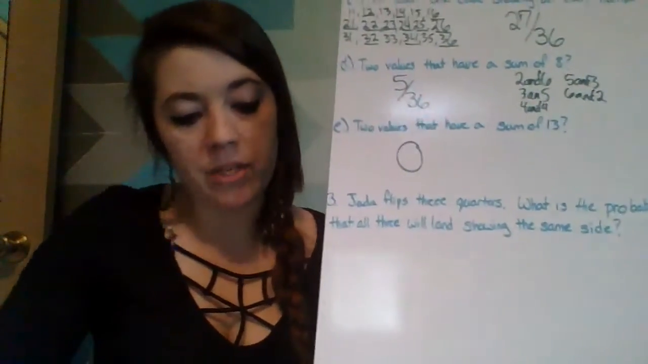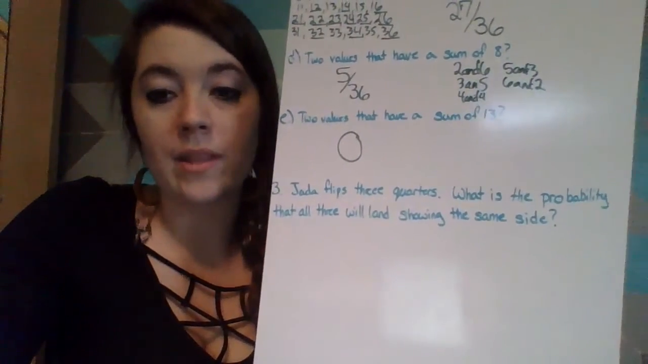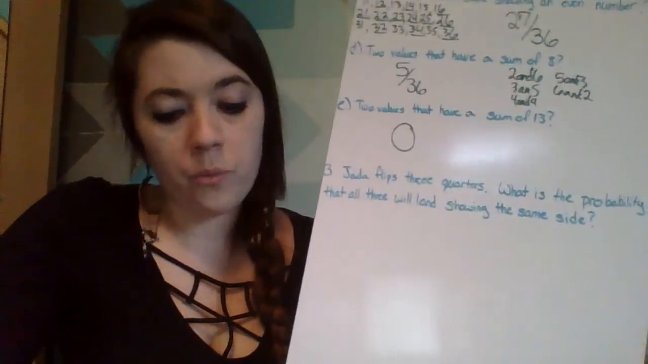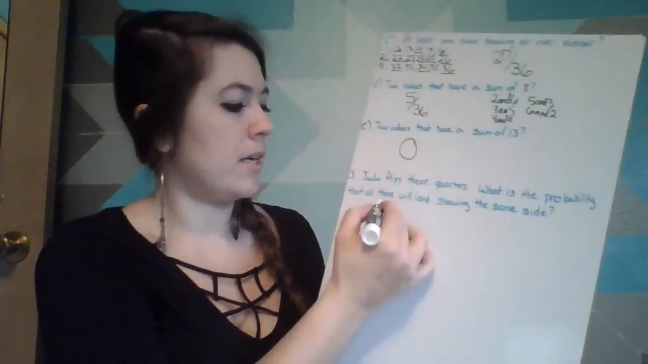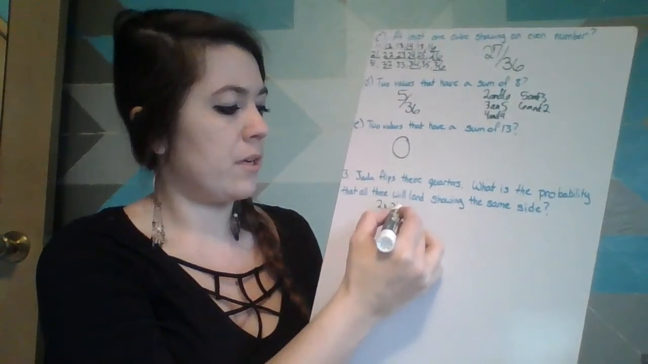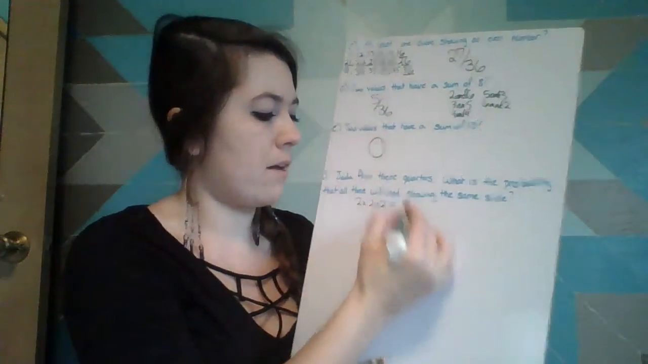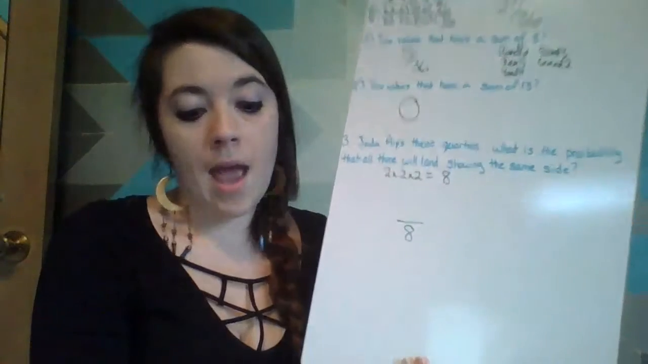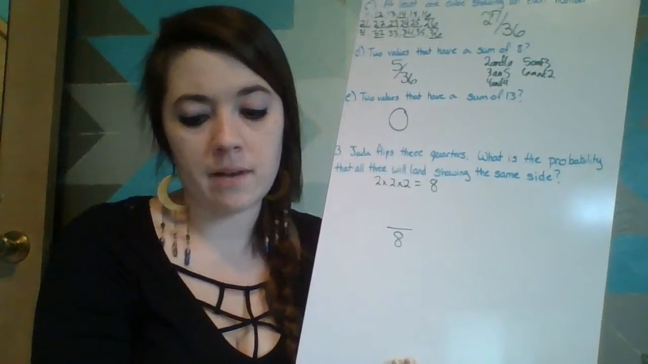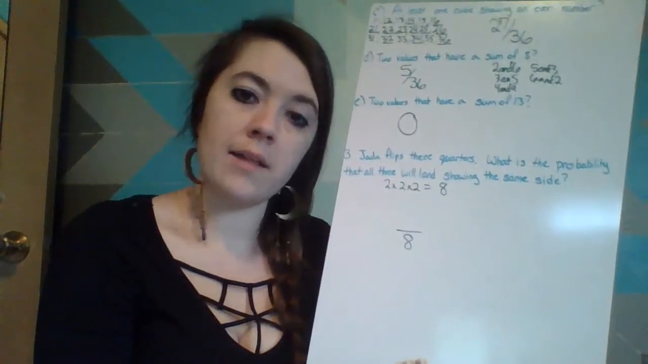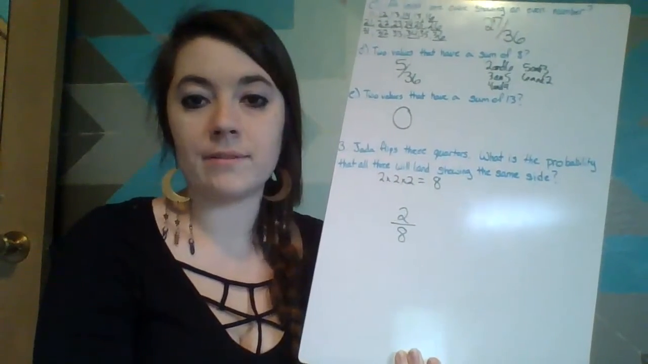All right, and the last one. Jada flips 3 quarters. What is the probability that all 3 will land showing the same side? So we've got 3 quarters. They each have 2 possibilities. So we've got 2 times 2 times 2. So 2 times 2 times 2 is 8. So it's out of 8 possibilities. And so what's the probability that all 3 will land showing the same side? So we're either going to have all heads or all tails. So that's 2 out of the 8.